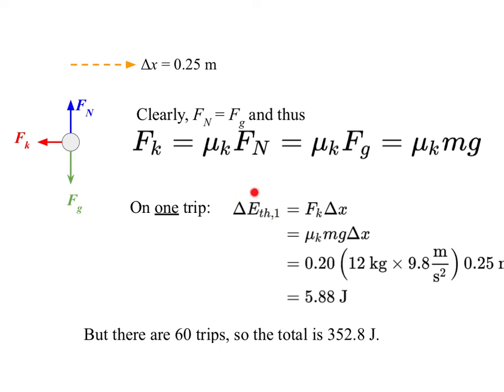And so the energy it gets in one trip is the frictional force times delta x. But frictional force is mu kinetic times the normal force. And the normal force is clearly the weight because they're in balance. So we end up that the frictional force is mu k times m times g. And then we multiply by delta x to figure out the thermal energy, and we get something like 5.88 joules. But there are actually 60 trips, because we go 30 times back and forth, which is 60 times total. So we get 60 times that number, which is 352 apparently.